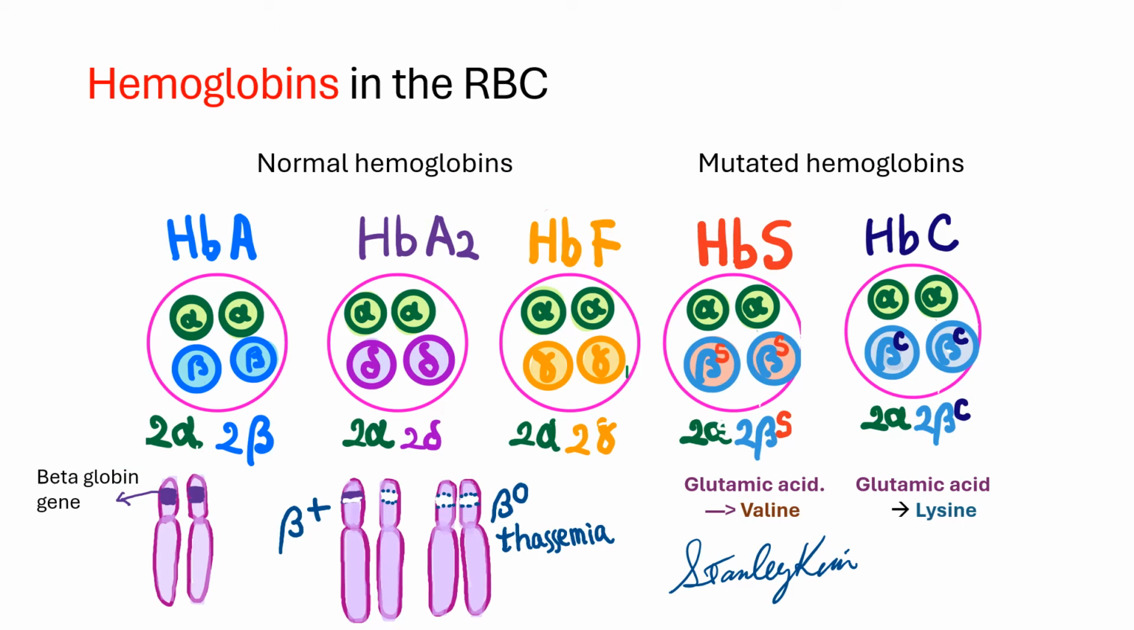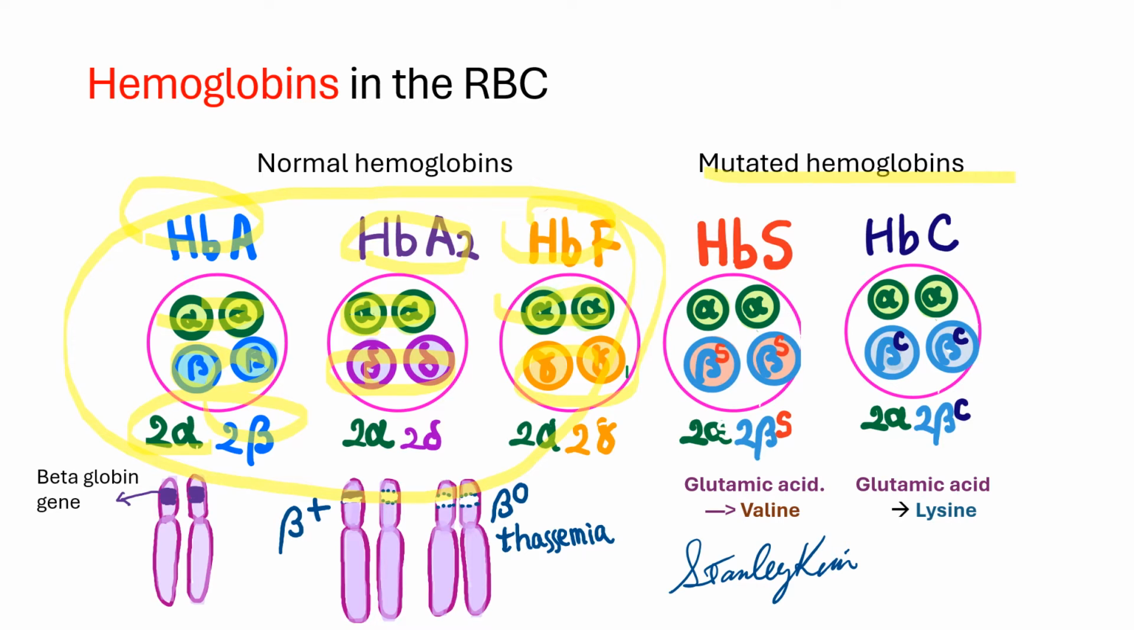Hemoglobins we have. As we studied, hemoglobin A has 2 alpha globins and 2 beta globins. And hemoglobin A2 has 2 alpha globins and 2 delta globins. And the hemoglobin F, 2 alpha globins and 2 gamma globins. Those 3 hemoglobins are normal. The mutated hemoglobins include hemoglobin S and hemoglobin C.